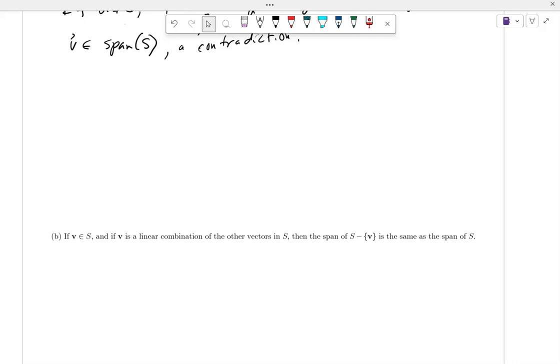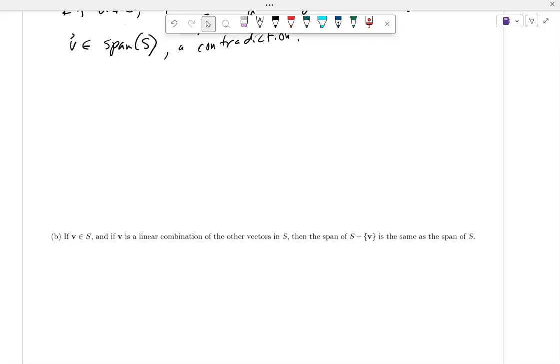If I throw it out, I have the same information. I get the same set of linear combinations. Which makes sense, right? Because if I take a linear combination that involves V, I just take the V out and put in the linear combination that has the other vectors of S in it. And I have the same answer. So that's the minus part.